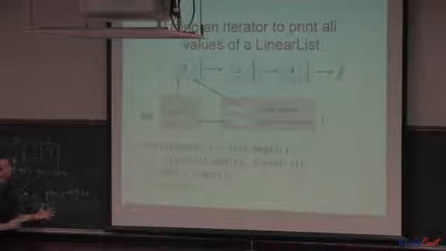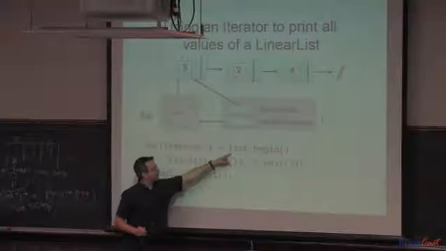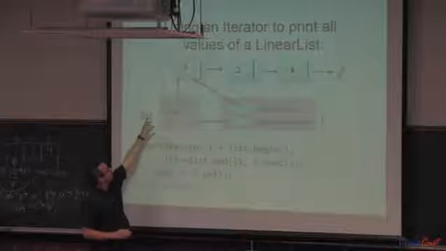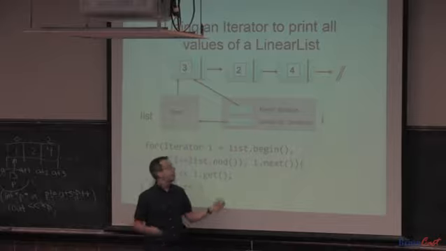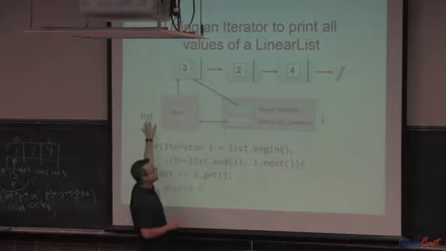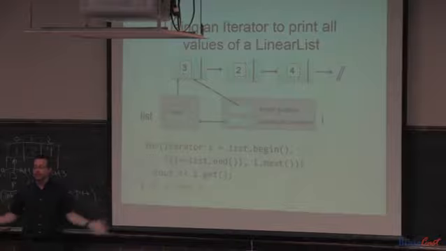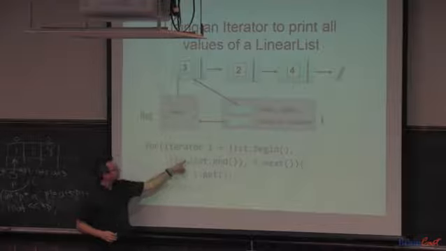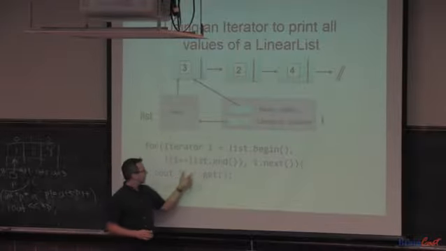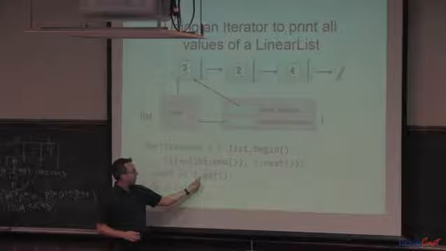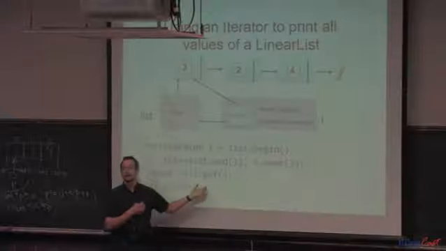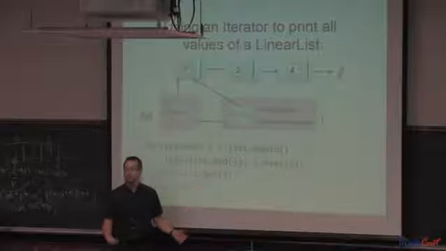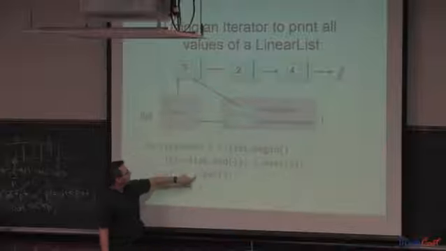That's all. So for iterator I gets the value of list.begin. List.begin gives me an iterator that you see here. So I will look like this. Its position will point to the head node, and its container will be pointing to list. That's the initialization of the for loop. Then you keep going. While I does not equal list.end, print out the value of the data member of the node that it's pointing to. This is like star p. In fact, you can overload the star operator instead of doing i.get, if that's more natural. So I print out the value at that particular node.